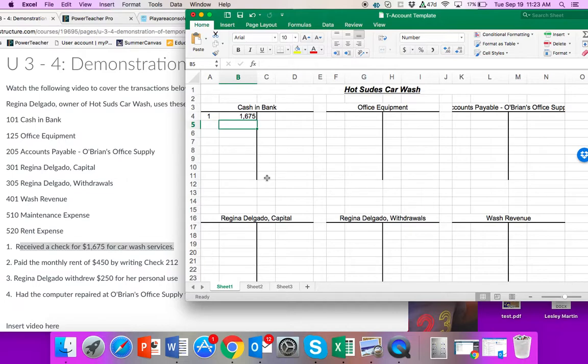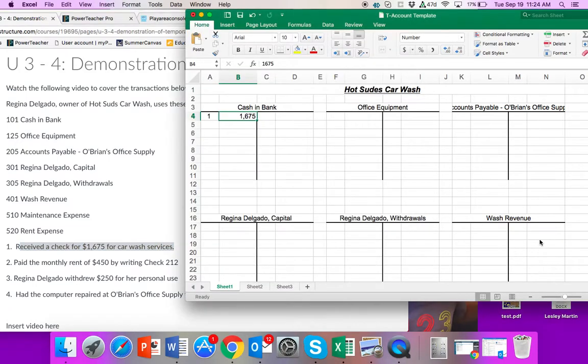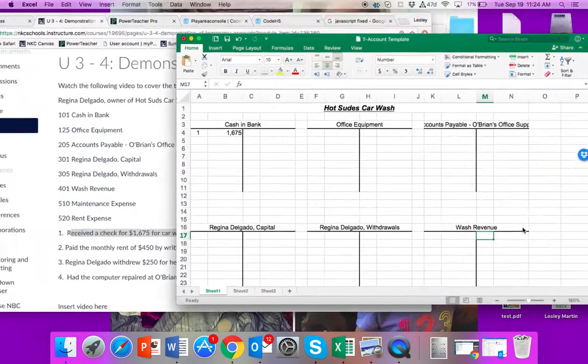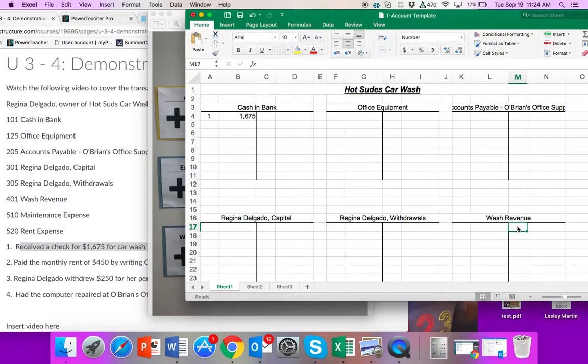Okay, again, double entry accounting. Every debit must have a credit. So this is my debit, now I have a credit. We got this cash because we provided car wash services. So anytime we're providing services or we charge a fee, you're talking about a revenue. Sometimes you will see revenue accounts listed as fees. So for the car wash, going back to that T-chart right here, we've got that revenue, which increases on a credit. So we're going to increase our revenue for $1,675. Okay, every debit must have a credit.